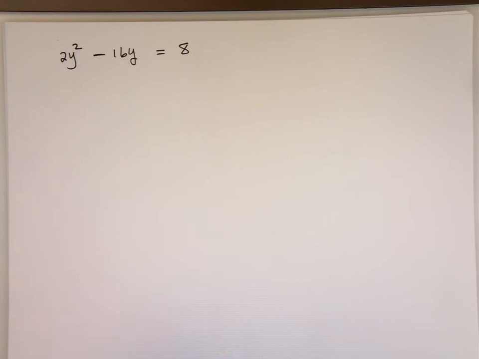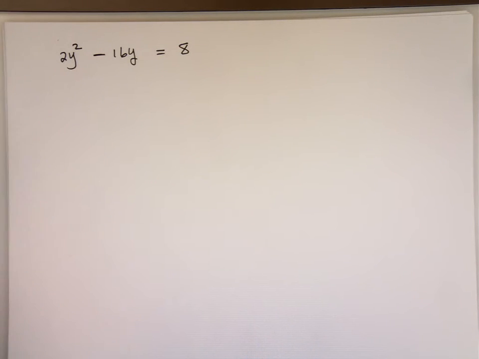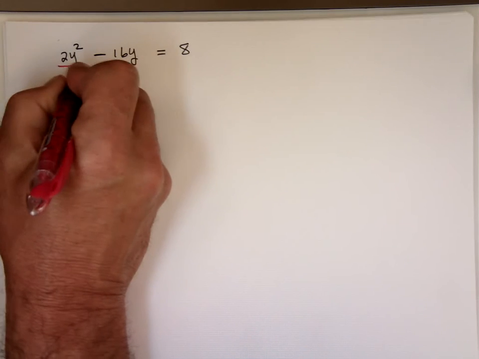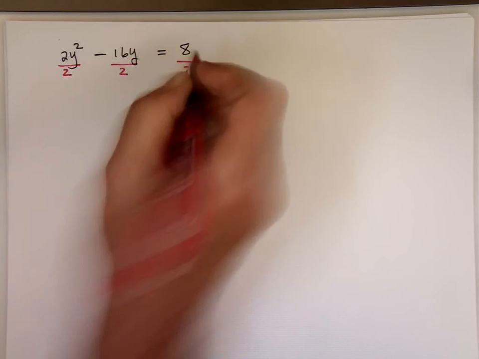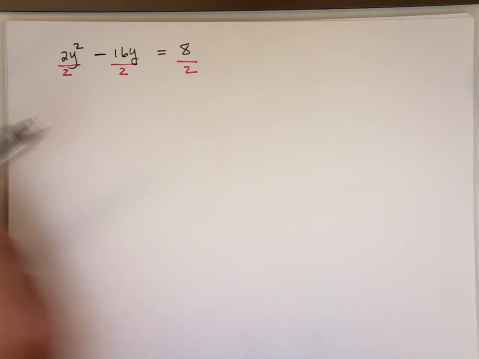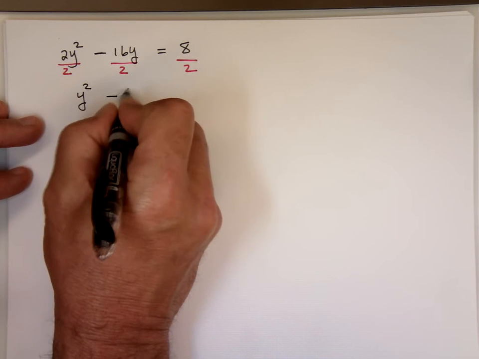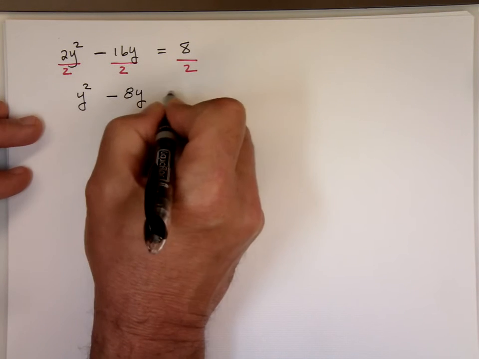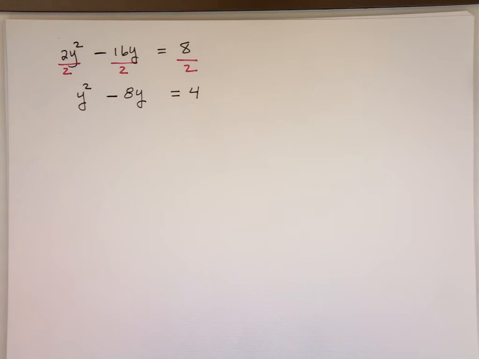Notice that number in the front is not a 1, so we need to fix it. How do you make that number a 1? You divide this by 2, divide this by 2, divide this by 2. When you do that, you end up with what? y squared minus 8y equals 4. Now I'm good. That's a 1.